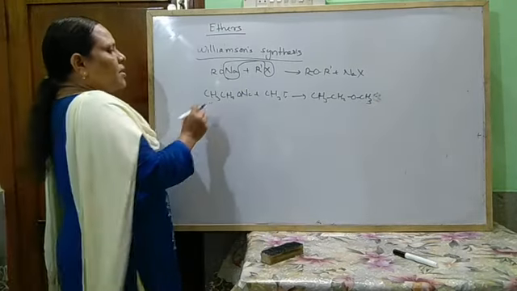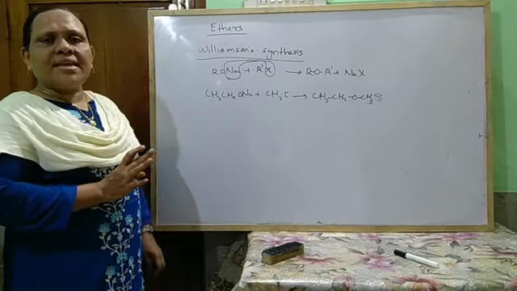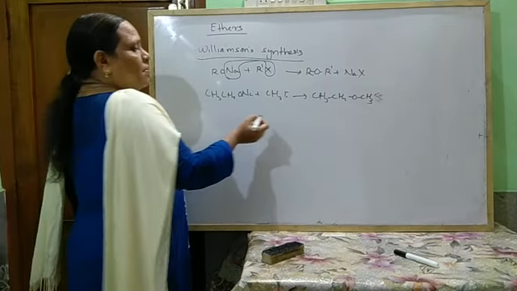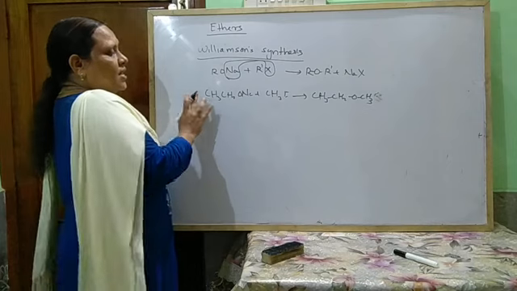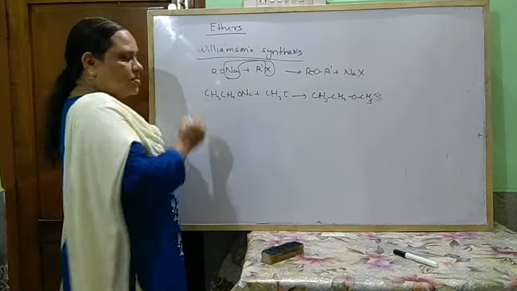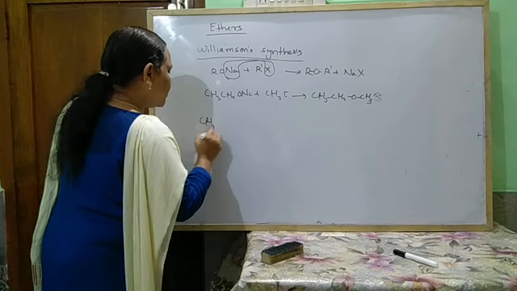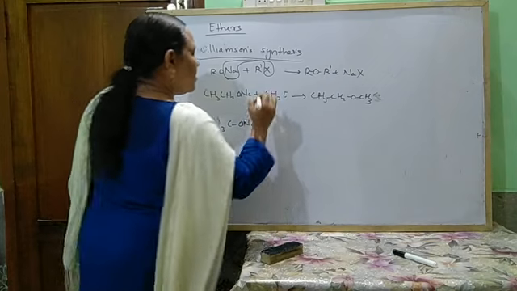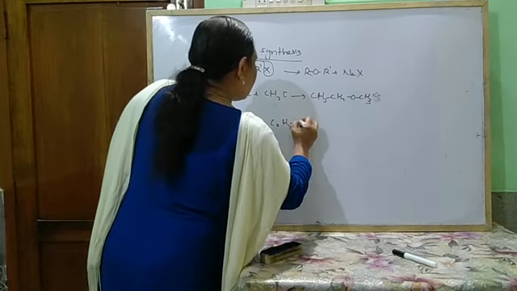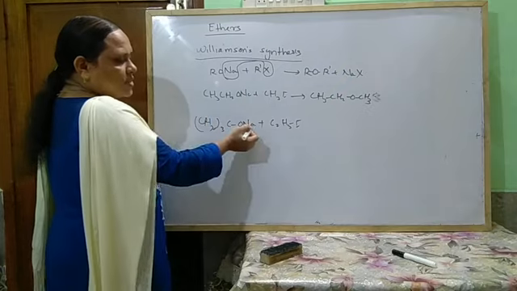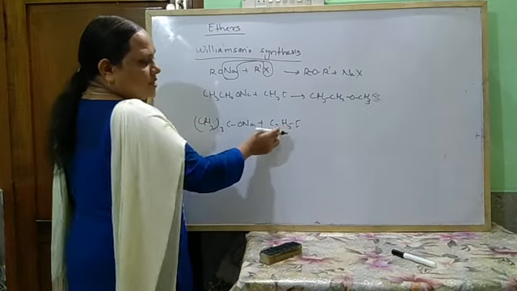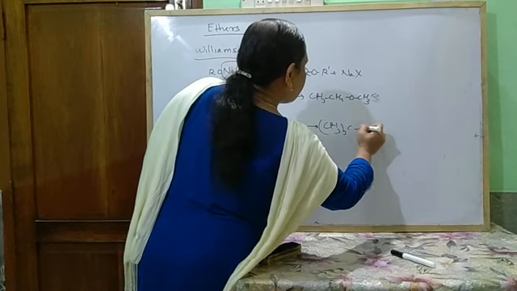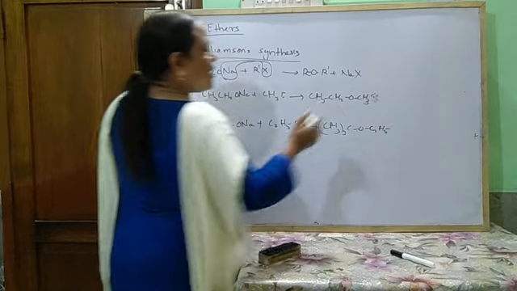But remember, if one of the alkyl groups is tertiary butyl and the other is a primary alkyl group, then generally the primary group contains the halogen and the tertiary group contains the sodium salt. So (CH3)3CONa plus C2H5I. The tertiary group contains the sodium salt and the primary group contains the halogen, so that it will form tertiary butyl ethyl ether.